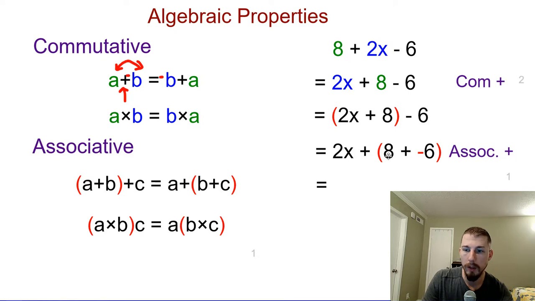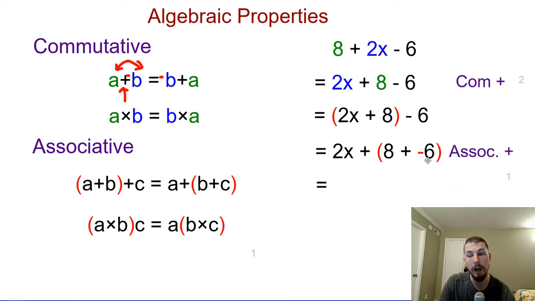And then finally we can do 8 minus 6, or 8 plus a negative 6, which would be 2. So that's going to leave us with our final answer of 2x plus 2. Okay, so in order to be able to combine like terms, we actually have to rearrange things with the commutative property and then reassociate things with our grouping with the associative properties. So anyway, that's technically what's going on when you combine like terms.